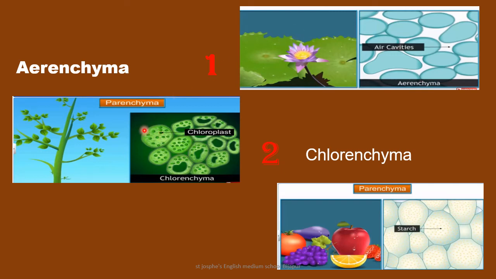The second picture is about the chlorenchyma. As you can see in the leaves, if you take a section of it and observe it under a microscope, you see a green colored part in it due to the presence of chloroplast. That's why parenchyma with the presence of chloroplast is called chlorenchyma.